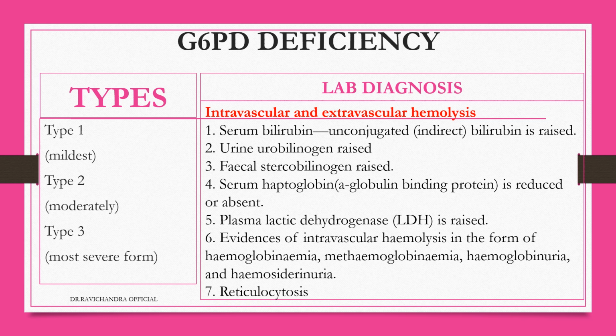So the serum bilirubin, unconjugated or indirect bilirubin, will be raised. There will be raised urine urobilinogen, raised fecal stercobilinogen, and serum haptoglobin, which is a globulin binding protein, will be reduced or absent in G6PD deficiency. The LDH, plasma lactic dehydrogenase enzyme, will be raised. There will be evidence of intravascular hemolysis in the form of hemoglobinemia, methemoglobinemia, hemoglobinuria, methemoglobinuria, hemosideruria. And in the bone marrow response, there will be increased reticulocyte count, that is, reticulocytosis will be seen.